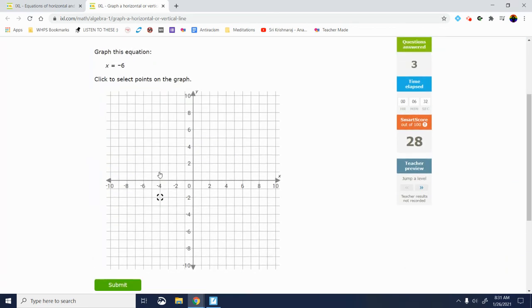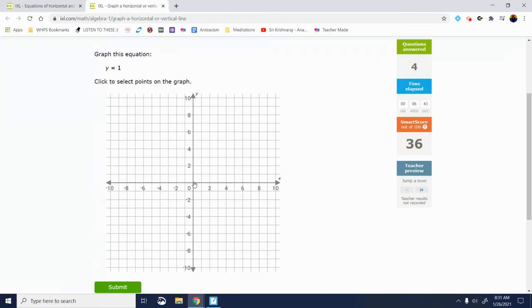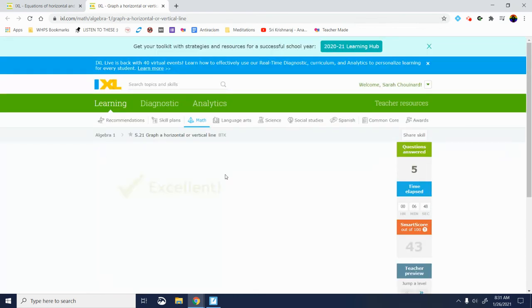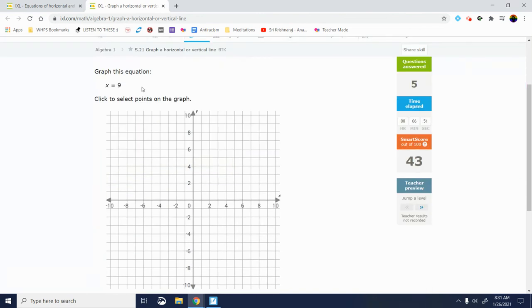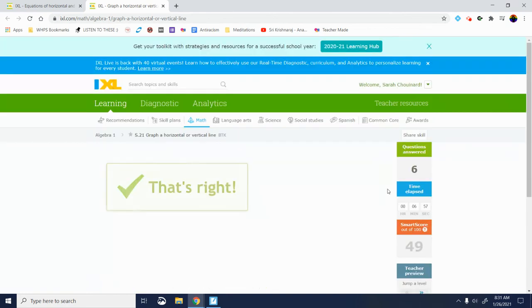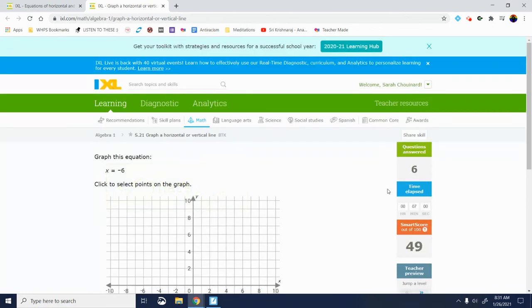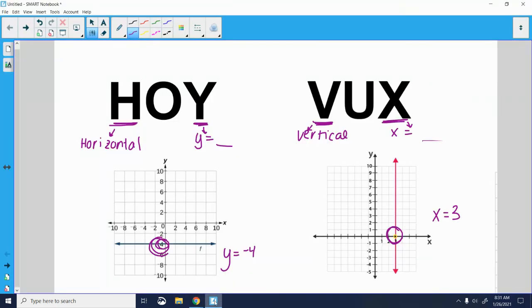All right, X equals -6. So I'm going to go to where X equals -6, and then I'm going to make a vertical line because VUX. So when it's X equals, it's a vertical line. Y equals 1, Y equals 1 right there, and it needs to be horizontal. X equals 9, X equals 9 right here on the x-axis, and it needs to be vertical. So that's how you do horizontal and vertical lines. Really try to remember the acronyms HOI and VUX to help you decide if it's a horizontal line, if it's Y equals, or if it's a vertical line, if it's X equals.